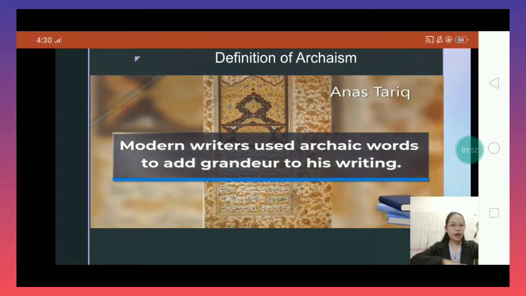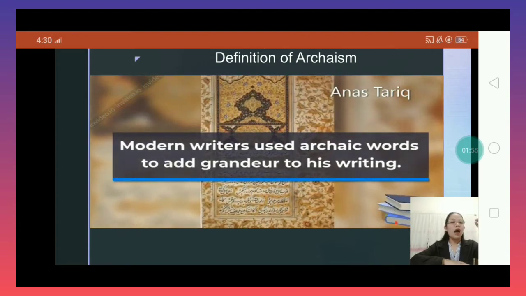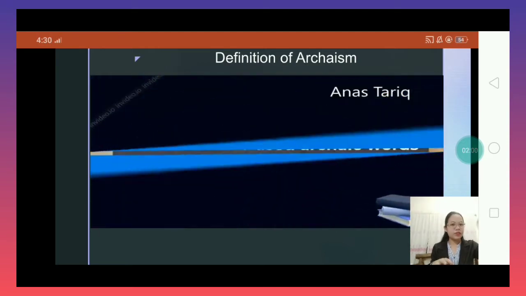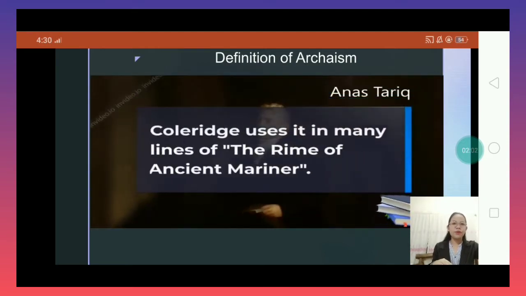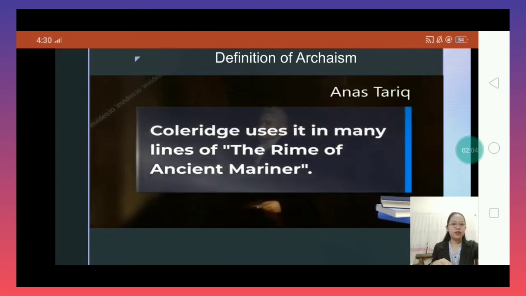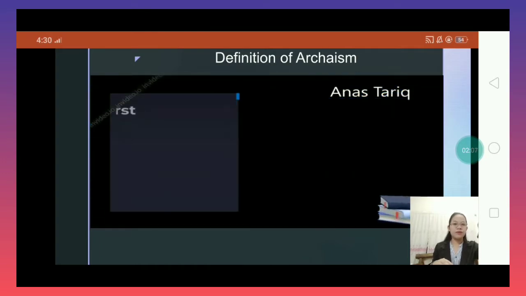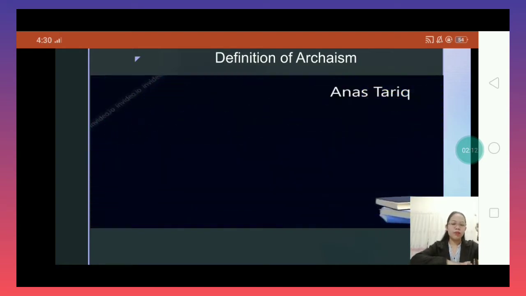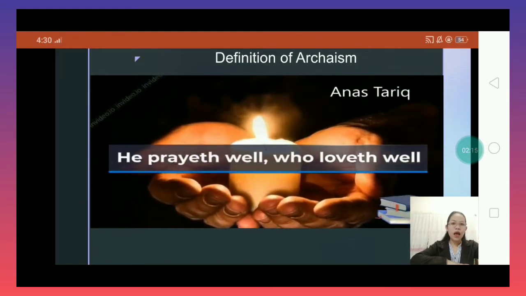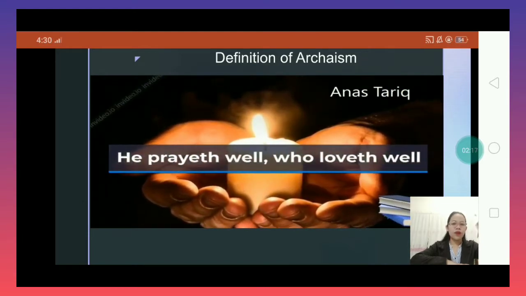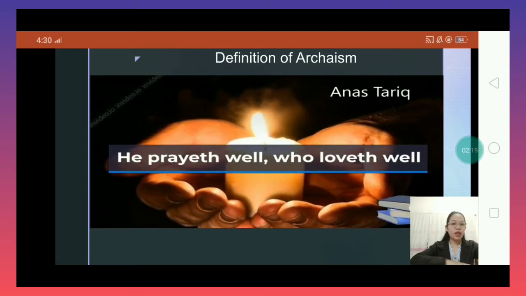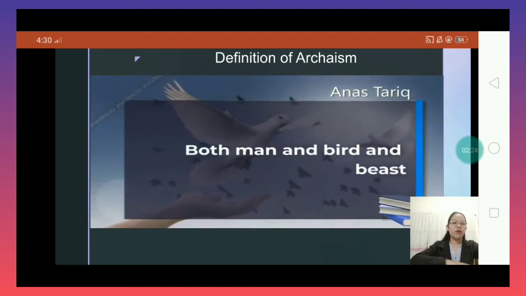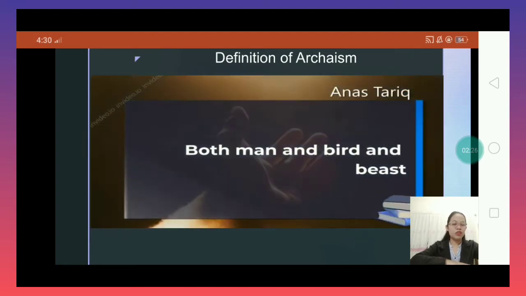Modern writers use archaic words to add veneer or spice or superbness to their writing. Coleridge uses it in many lines of his rhymes. In the first line of the following quotation, there are two examples. "He prayeth well and loveth well." Instead of prayer and love, they use prayeth with th at the end, "both man and bird and beast."